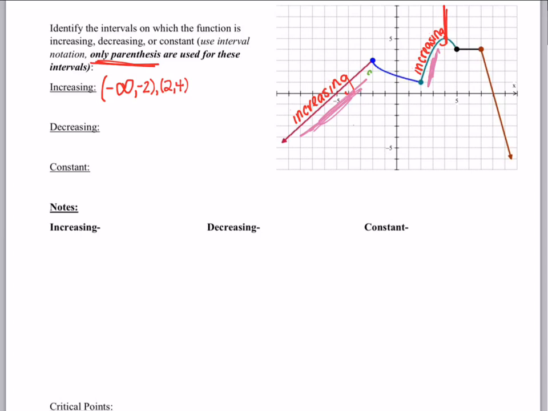That's it for that. So remember, increasing, it's like if I'm riding a bike on the function, I'm riding uphill from left to right. So it's where are the y values increasing as the x values are increasing. Decreasing is just the opposite.